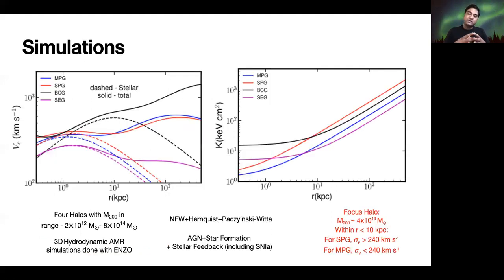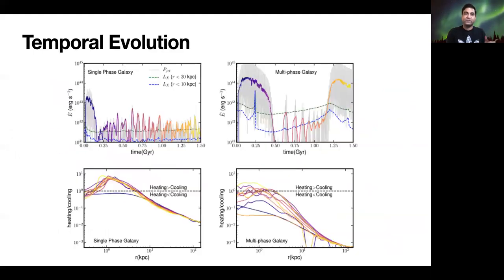So I have performed a suite of numerical simulations with halo mass ranging from a few times 10^12 to a few times 10^14 solar mass with a special focus on a halo with M200 of about 4 times 10^13 solar mass. This halo has been initialized in such a way that within R less than 10 kiloparsec, in one case sigma v is greater than 240 kilometers per second. In other cases, sigma v is less than 240 kilometers per second. And I have used the Enzo code, which is a 3D hydrodynamic AMR code to run these simulations.